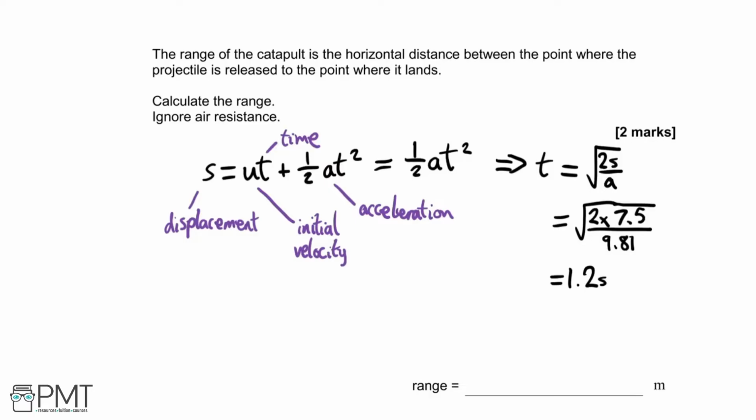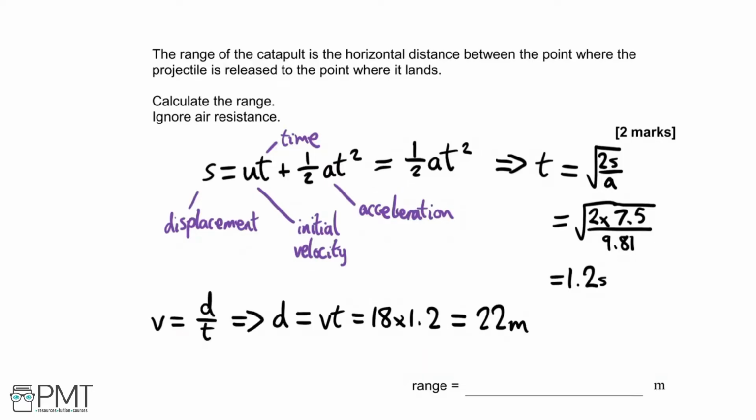What we can then do is use that time to calculate the range, because remember I said before that the horizontal velocity is unchanged, so we can use an equation for constant speed rather than a SUVAT. So speed equals distance divided by time, aka distance is equal to speed times time. So your answer should be 22 meters. So your first mark will be for correctly rearranging and substituting to find the time. And then your second mark will be for correctly calculating the range.